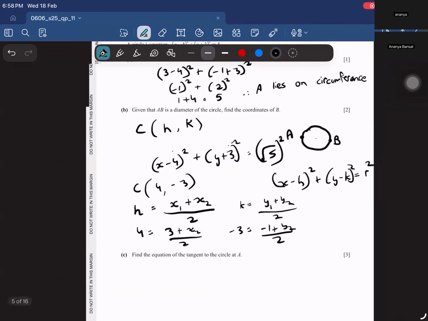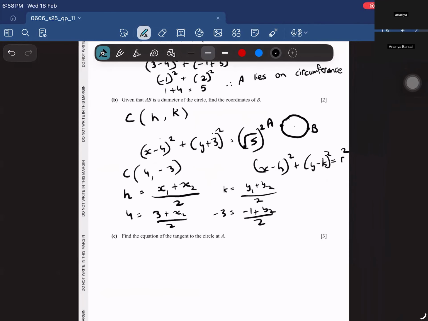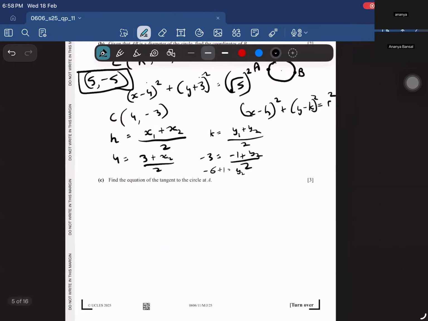So our coordinates of B are: x2 is 5, and taking this over, -6 plus 1 is y2. So y2 is -5. Those are the coordinates of B.